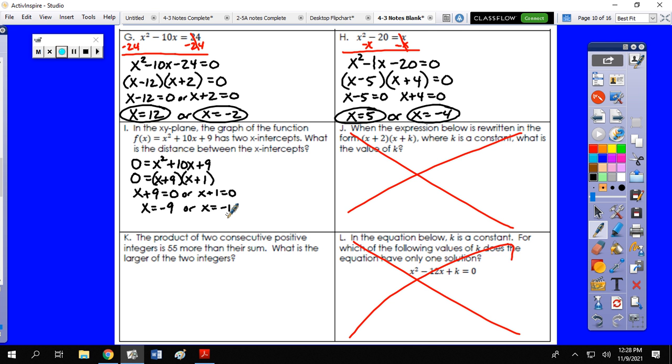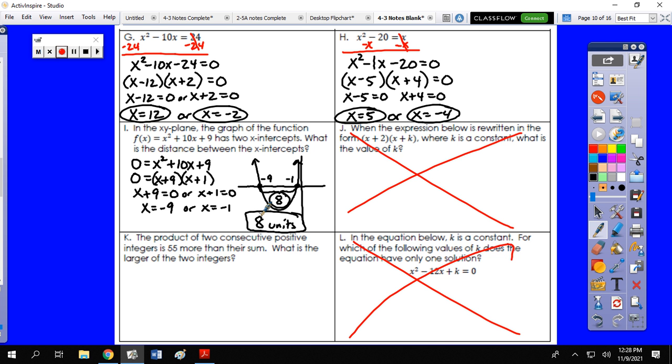Now, when we're looking at the graph, what that tells us is that our graph of our parabola passes through the x-axis at negative 1 and negative 9. It's asking us for the distance between those 2 points. That distance would be 8 units. So our answer here would be there are 8 units between x equals negative 9 and x equals negative 1 on the graph.